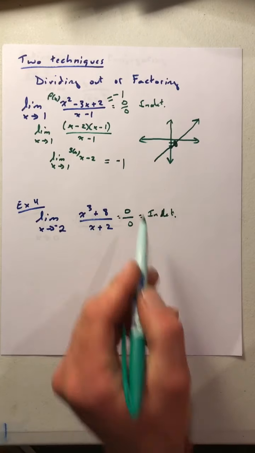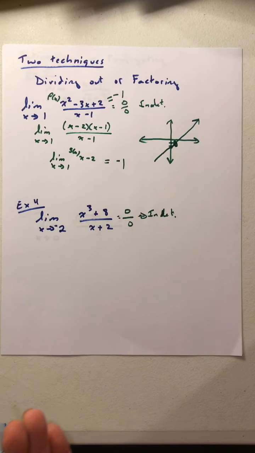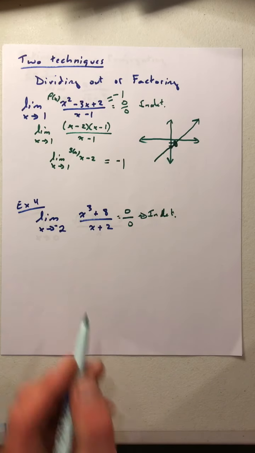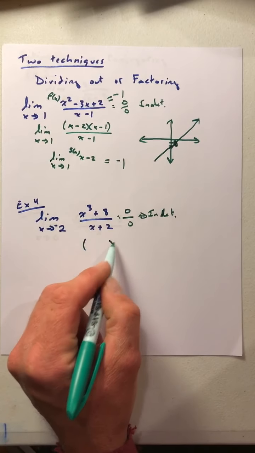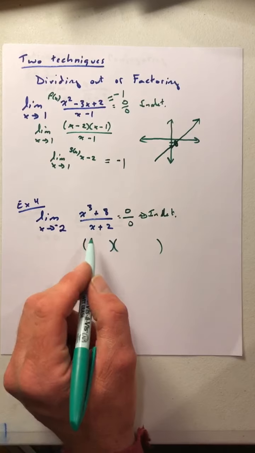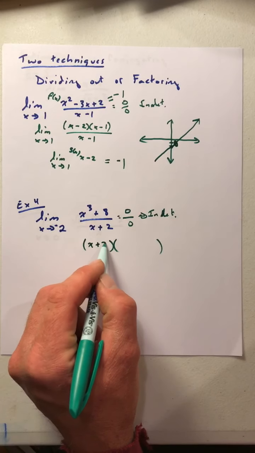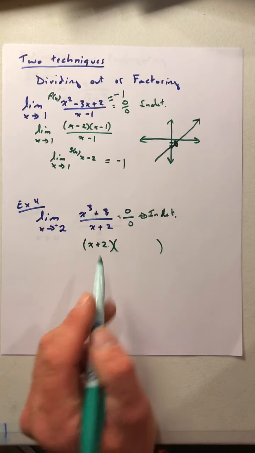So that tells me that I got to do something with it. Again, we're going to look at the factoring or the dividing out portion. So how does x to the third plus 8 factor? Yes, cubics. So again, the x to the third plus 8 goes to x plus 2. Remember, we take the cube root of each of those terms, x and 2.